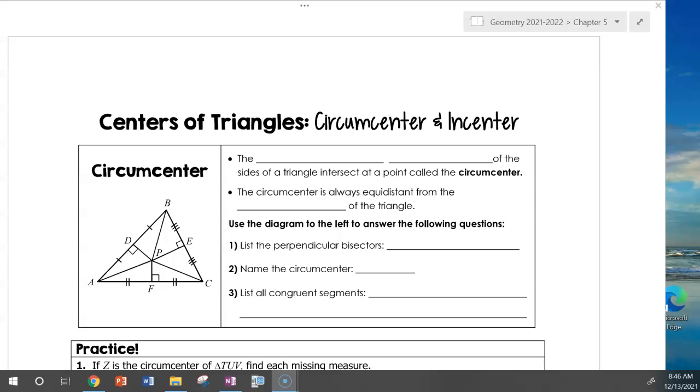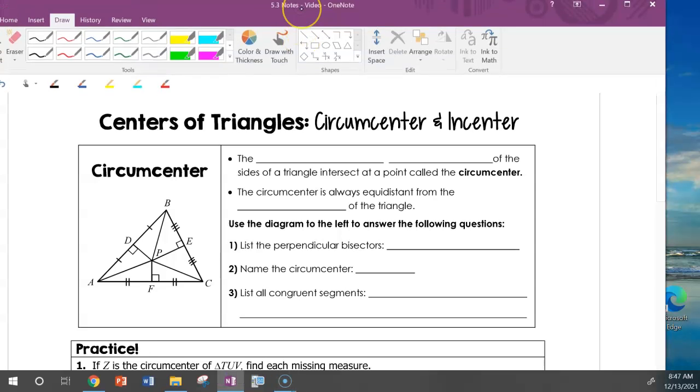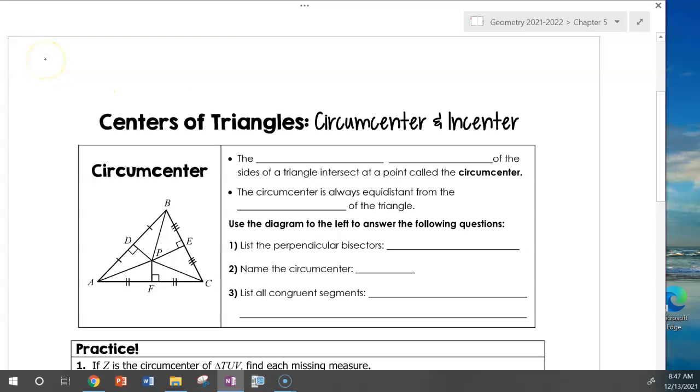Everyone, this is Mrs. Snook with section 5.3. And 5.3 is about two kinds of bisectors in triangles. It's about perpendicular bisectors and angle bisectors. So it's similar to what we did in 5.2 where we looked at those two types of bisectors. The difference is this time we're going to look at where those bisectors meet.